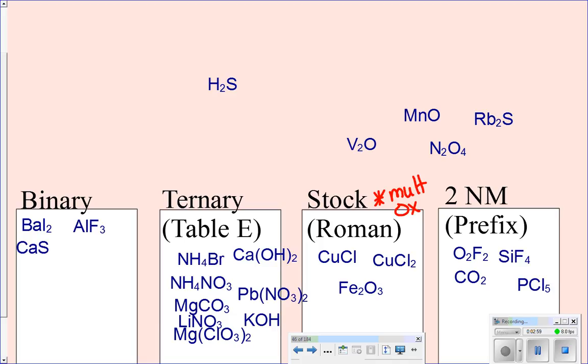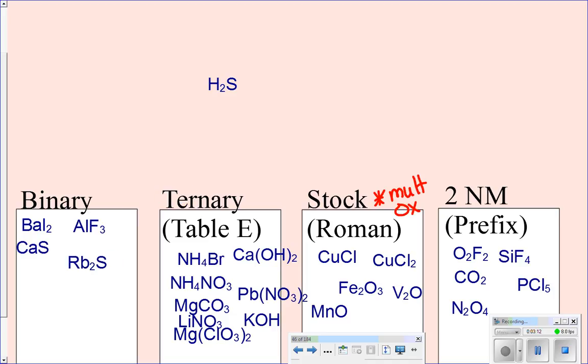Vanadium oxide will need a Roman numeral. Same side of the staircase. Manganese oxide, we do have multiple charges there. And rubidium only has one charge, that is opposite sides of the staircase. I have left sulfur, or H and S up there. We actually pretend that hydrogen is on the right side of the staircase. So this is a little bit of a rule breaker, but hydrogen is a nonmetal, so that's technically the same side of the staircase.